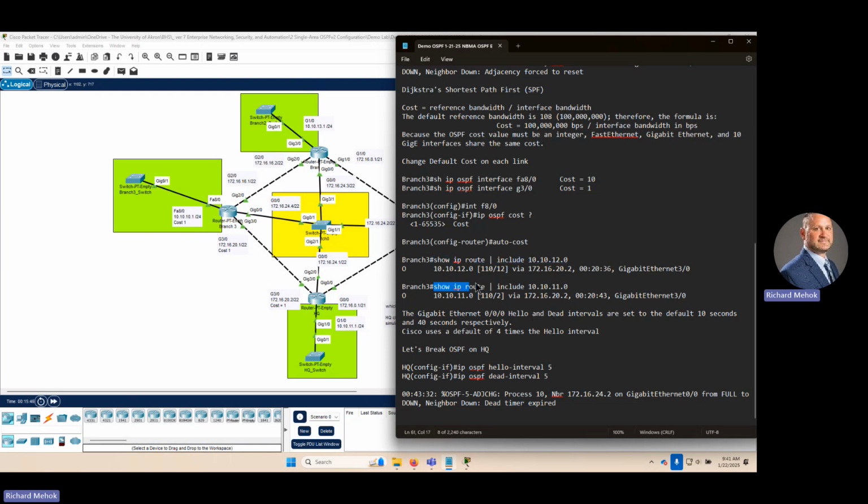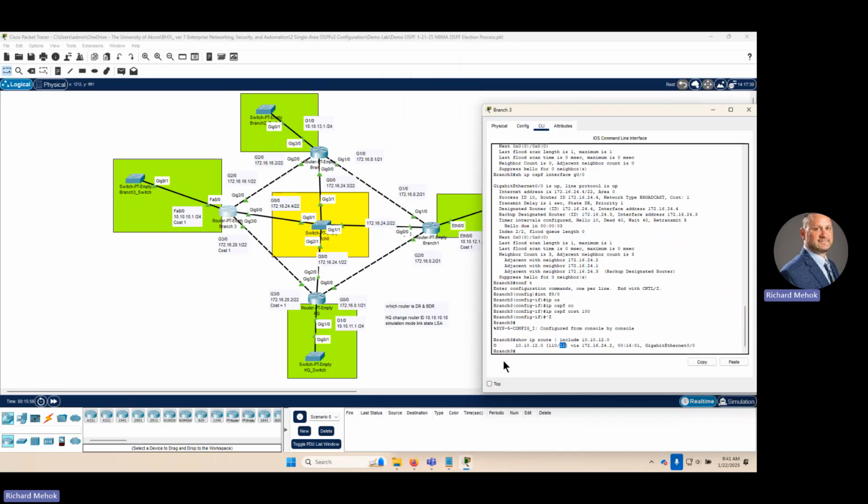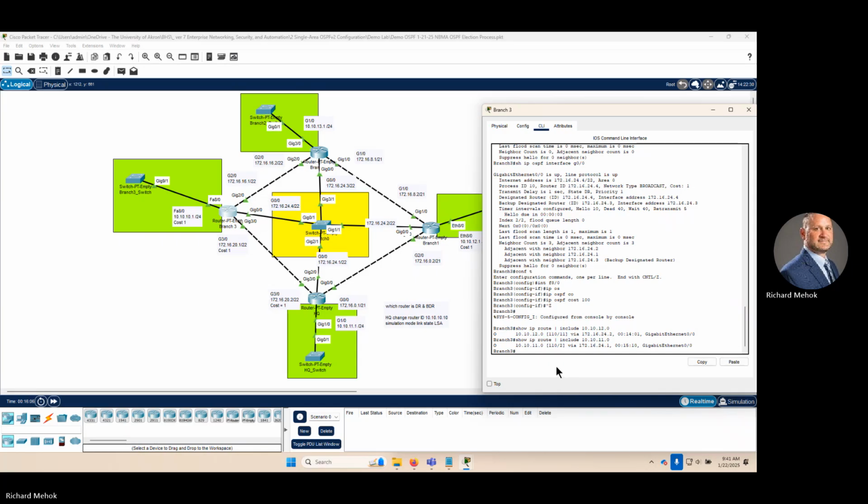So let's do 10.10.11.0, which I believe is on HQ over here underneath the HQ. So change 12 to 11. And then once again, OSPF is running. There's your network address, administrative distance of 110, and a cost of 2. Because obviously this link would be 1 and then 2. If you went this way, you'd have 3, so it definitely would come this way.